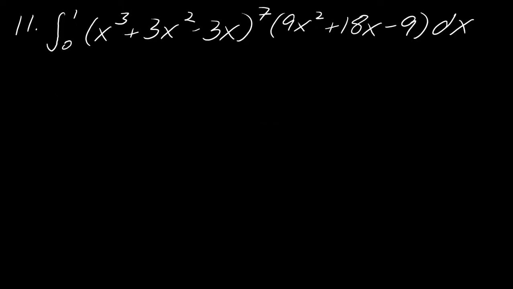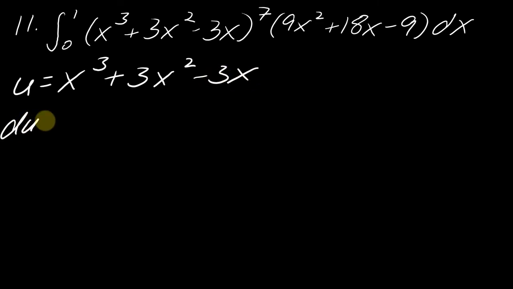Okay, so moving on to number 11 here. I have this big crazy looking integral, but this is really just an application of substitution. If I set my u equal to this thing that's being taken to the 7th power, just explore with me a little bit here. I've got x cubed plus 3x squared minus 3x, so there's my u. My du then would be 3x squared plus 6x minus 3 dx.